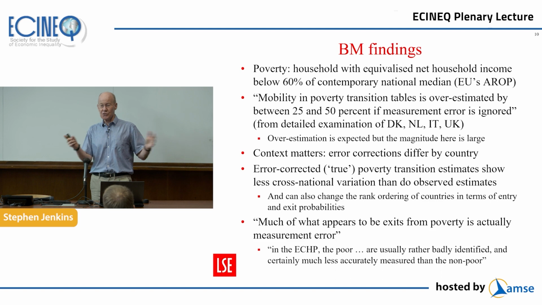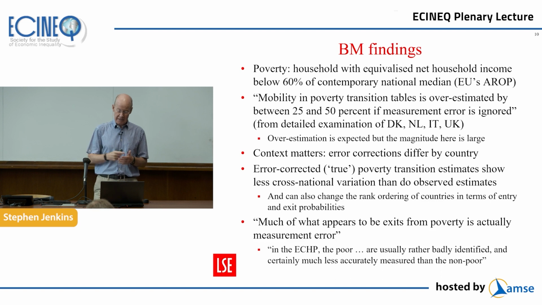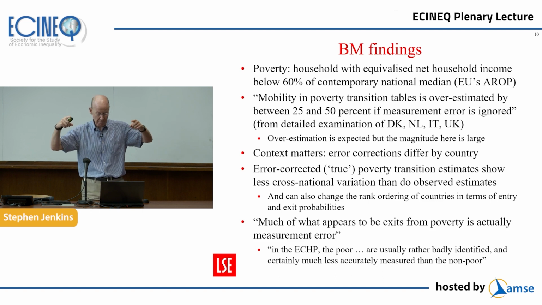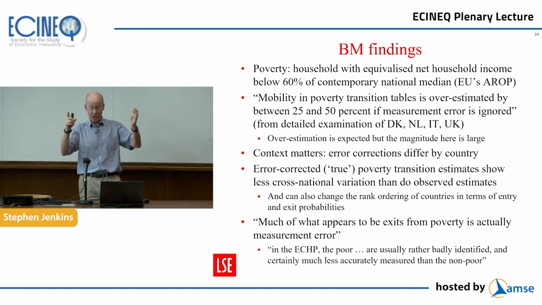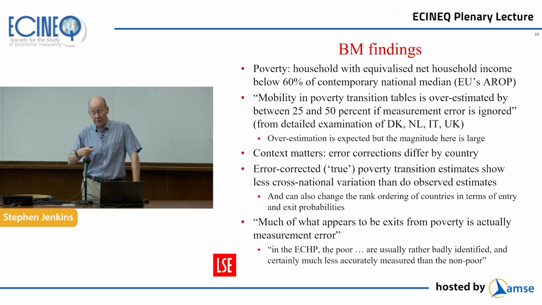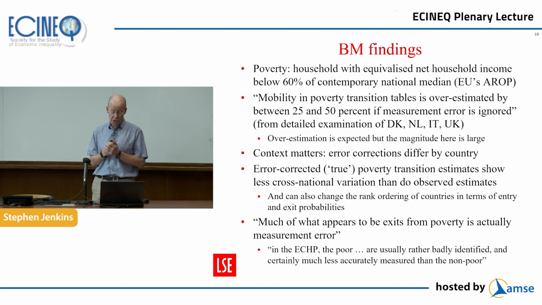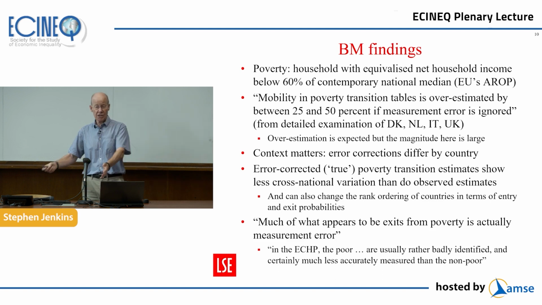I mean, you'd expect, standard thing, overestimation with measurement error, but I think this is a big number. Now, they do say that there are some differences across the countries, and if you look at the true transition probabilities, the true according to their models, then there's less cross-national variation than the observed estimates and it can change the rank ordering of the countries. But what's going on and where is the source of the problem? The source of the problem is that, as they say, quote, much of what appears to be exits from poverty is actually measurement error. In the ECHP, the poor are usually badly identified and certainly much less accurately measured than the non-poor. So essentially, a problem at the bottom is the source of the problem.